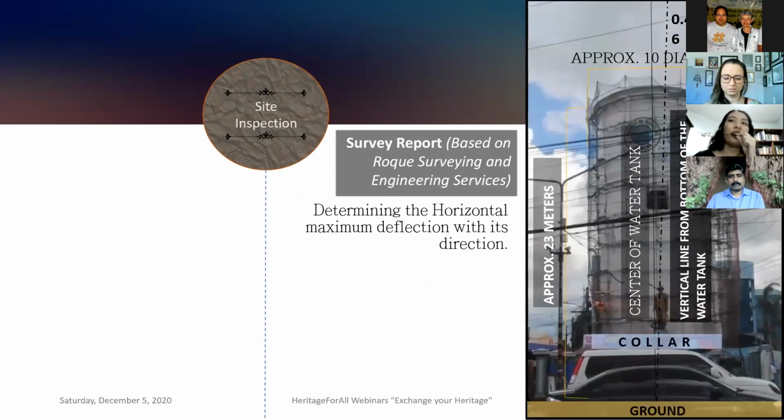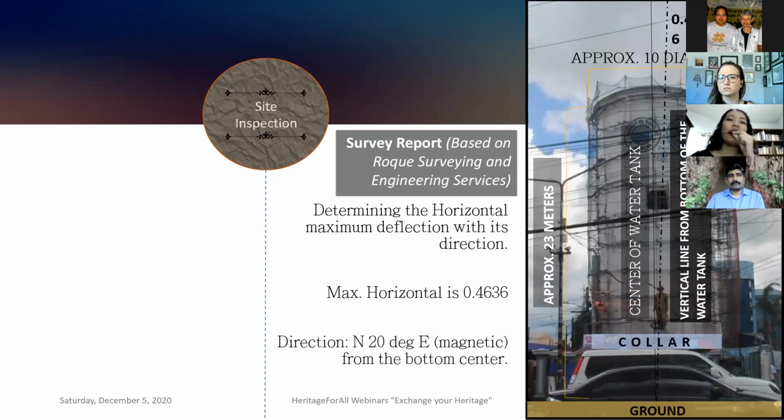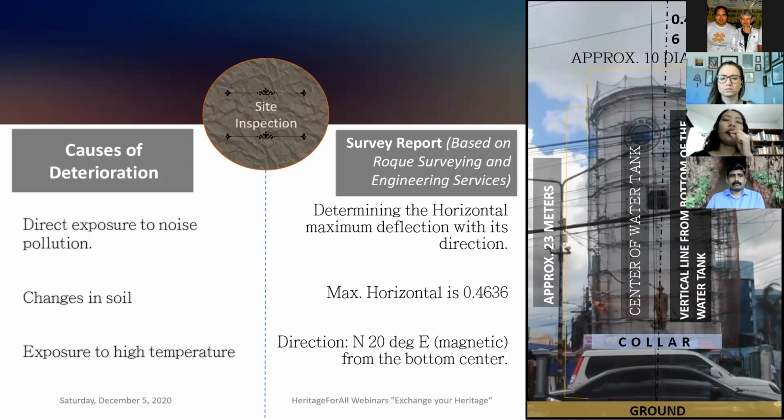So this is the site inspection. As you can see, there is a slight tilt. The height of the water tank is approximately 23 meters, and the diameter is approximately 10 meters. According to the survey report based on Rocket Surveying and Engineering Services, the maximum horizontal tilt is 0.46 meters, and its direction is to the north, 20 degrees to the east. And these are the causes of deterioration: of course, the direct exposure to noise pollution, changes in soil, and exposure to high temperature. The water tank is not well maintained.